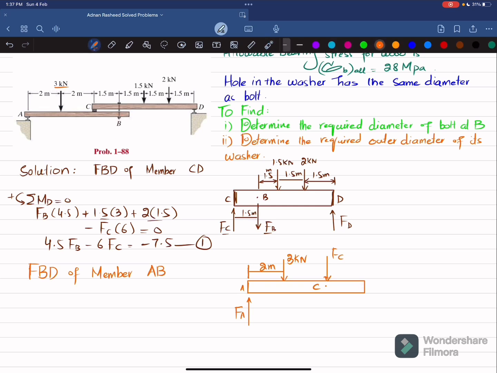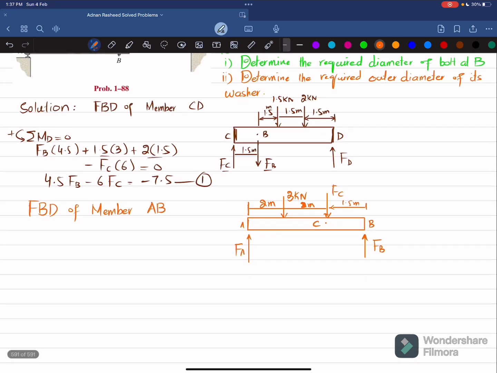So let this point be your point B. So here it will be upward, FB. Clear? And the distance between these two forces is 2 meter. Clear? And from C to B it is 1.5 meter. Now we will apply equation of equilibrium.